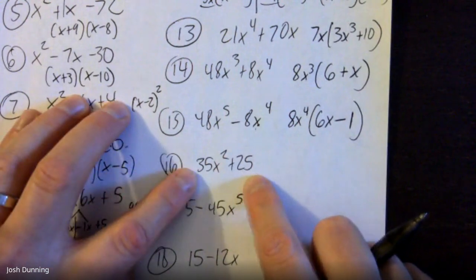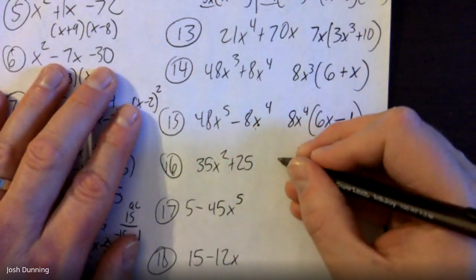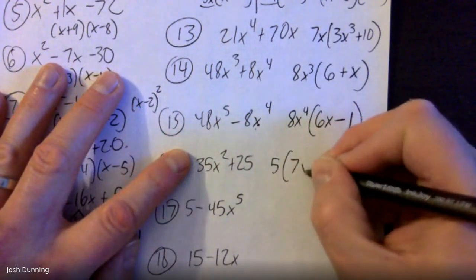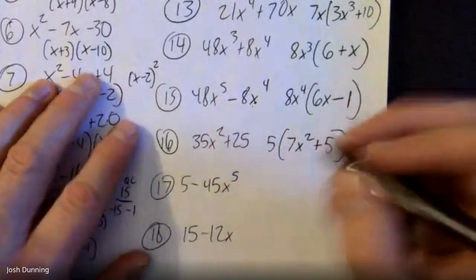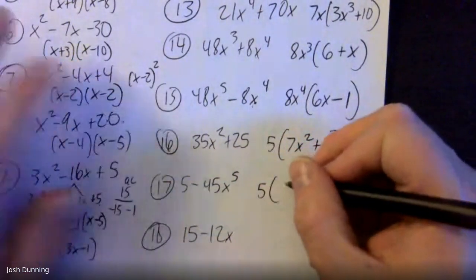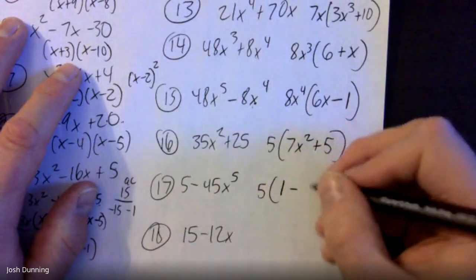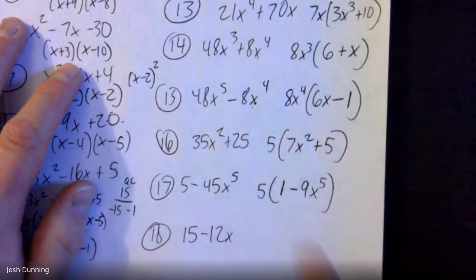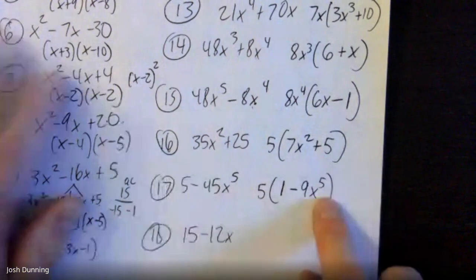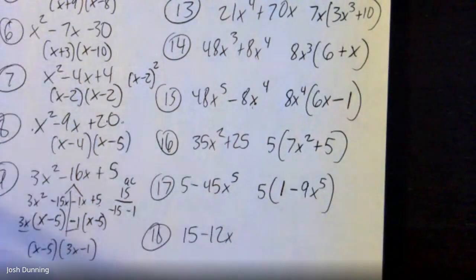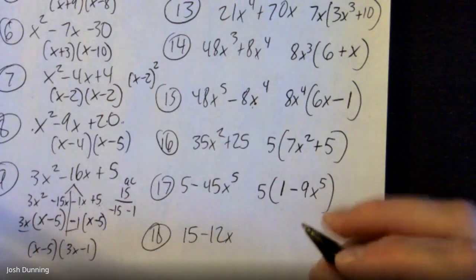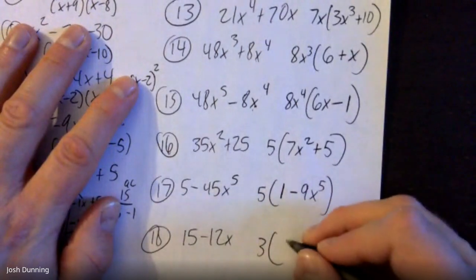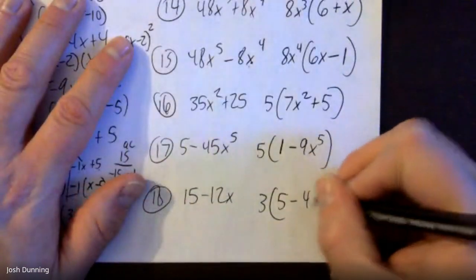Now, 16, we can divide those both by 5. Easy one, there's no x. 35 divided by 5 is 7. Bring your x squared. 25 divided by 5 is 5. 17, you can divide those both by 5. 5 divided by 5 again, we need the 1. 45 divided by 5 is 9. There was no x in my GCF, so it doesn't change. You just bring it with you. And 18, you divide those both by 3. Put the GCF out front. 5 minus 4x.